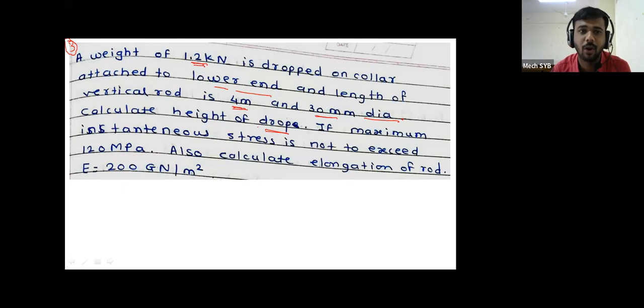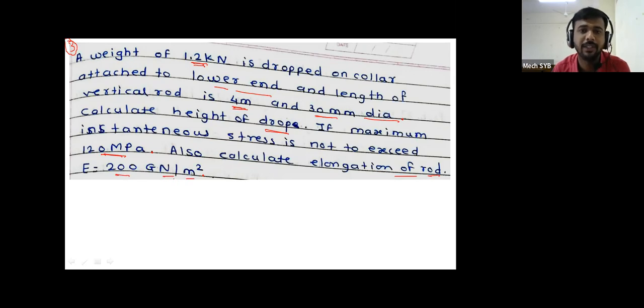Calculate the height of drop if the maximum instantaneous stress is not to exceed 120 megapascal. Also calculate the elongation of the rod. Take capital E equal to 200 giganewton per meter square.